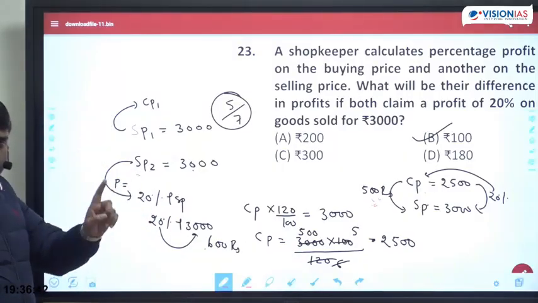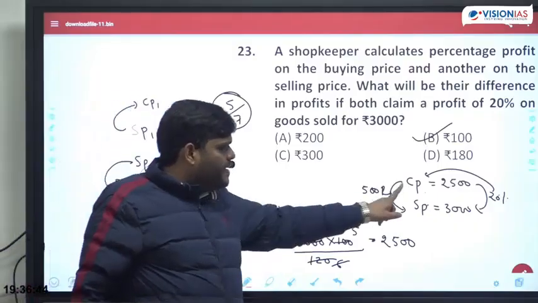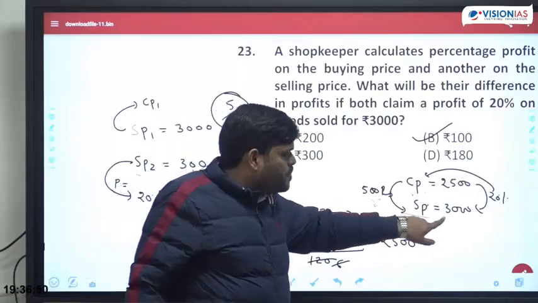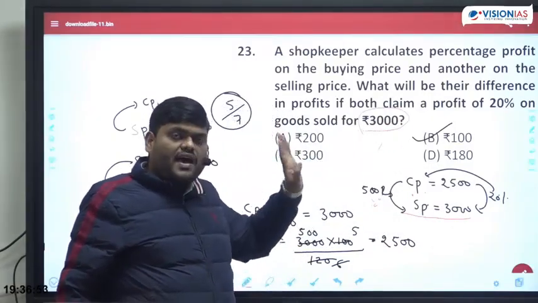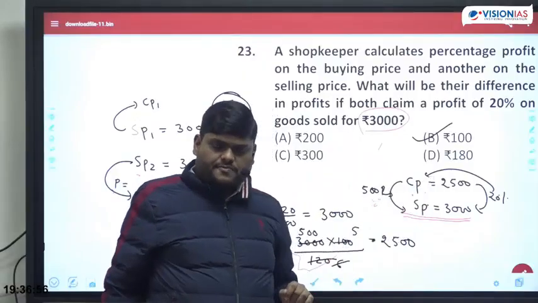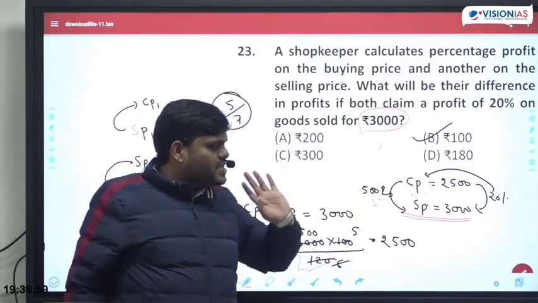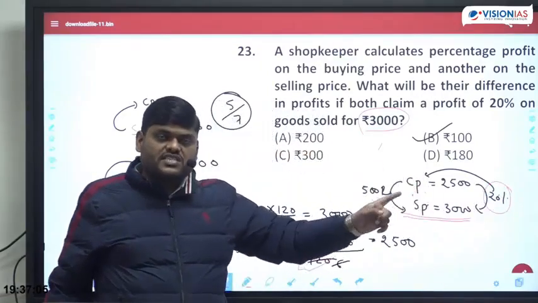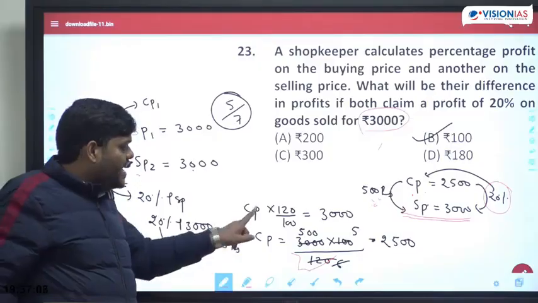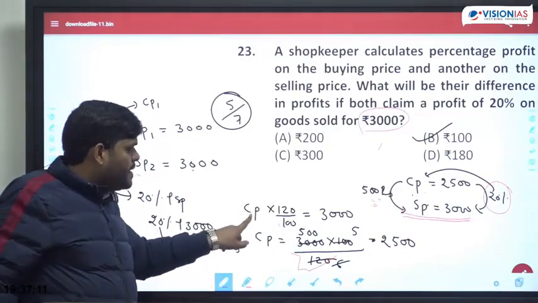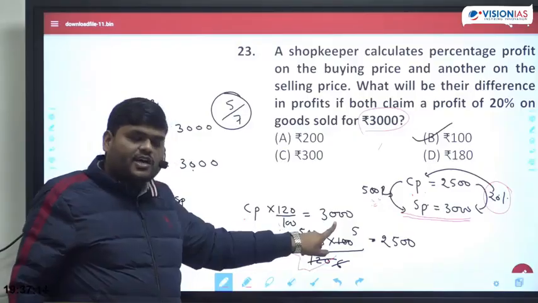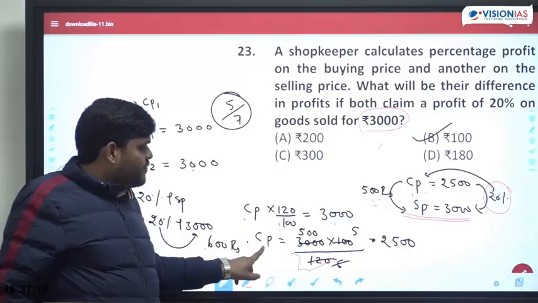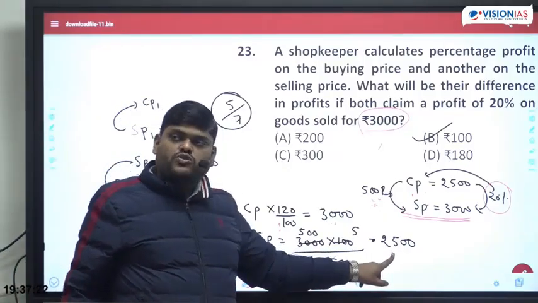So let's talk about the first one who is calculating profit on CP. Okay, so this is how the profit is calculated. What is given? The SP is given as 3000 for both cases. SP is given as 3000 rupees. Now SP is 3000 and the profit is given as 20%. Can we find out the CP? Yes, we can find out the CP. If profit is 20%, that means CP becomes 120% and that is equal to SP. So SP is 3000, CP will be 120%, and when we solve this, CP is coming as 2500.